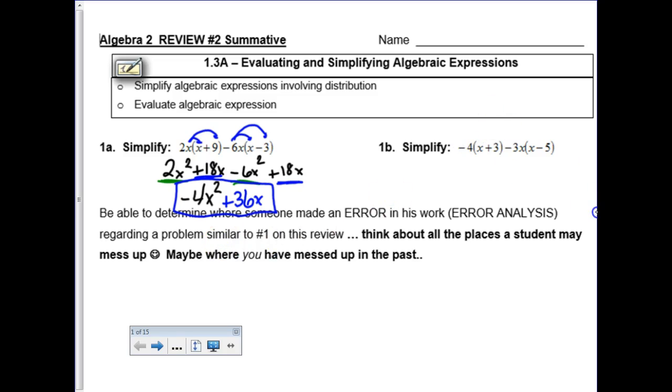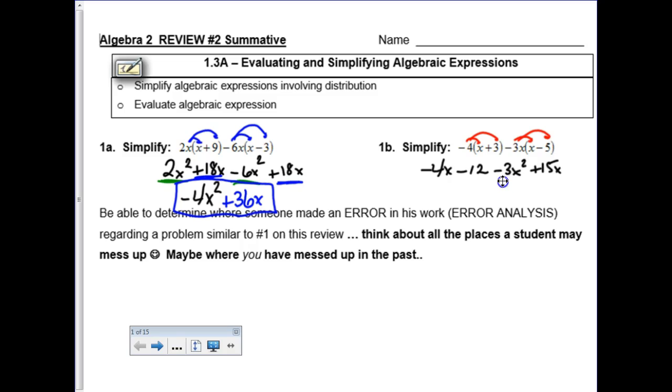So 1b is very similar. This time we're distributing a negative 4 here and here. And then you're going to distribute a negative 3x here and here. So we end up with a negative 4x and then a minus 12. And then a minus 3x squared. And then a plus 15x on the last term?